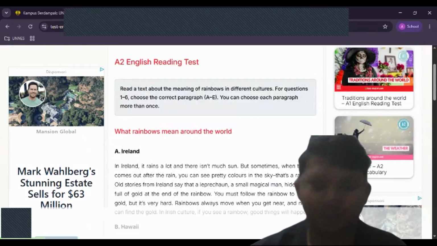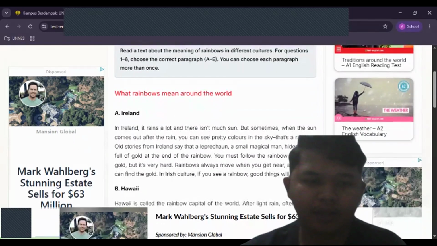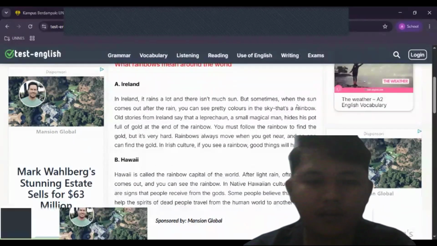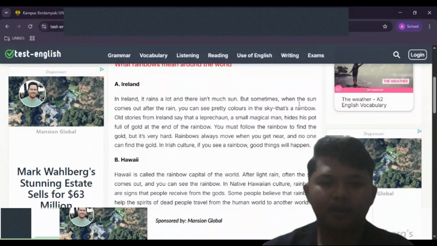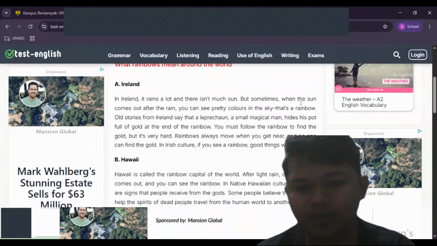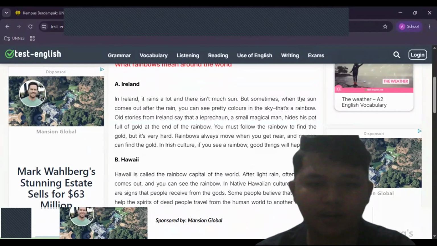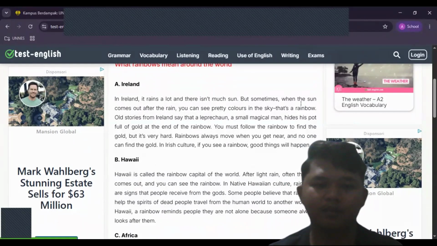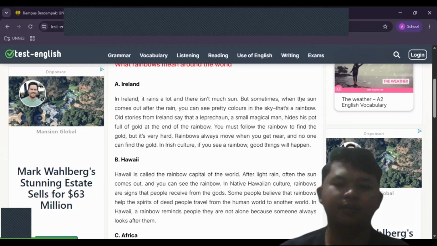What do rainbows mean around the world? A. Ireland. In Ireland, it rains a lot and there is not much sun. But sometimes, when the sun comes out after the rain, you can see pretty colors in the sky. That's a rainbow. Old stories from Ireland say that a leprechaun, a small magical man, hides his pot full of gold at the end of the rainbow.